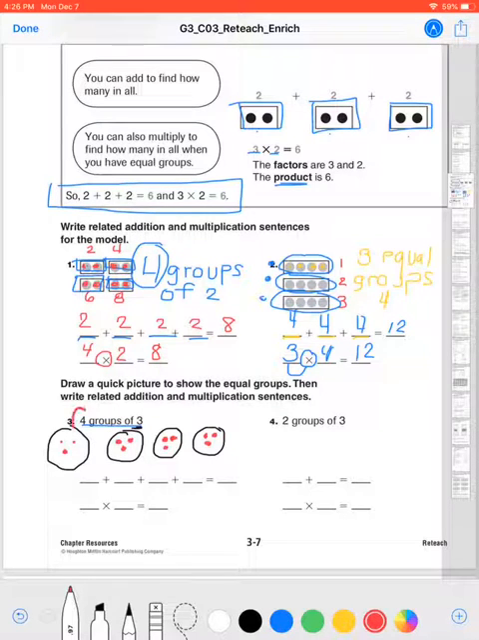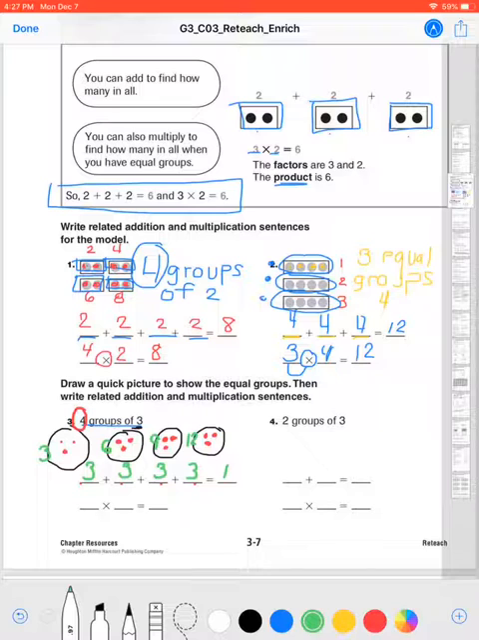So the number that comes first tells us how many blanks we're going to have. The number that comes second tells us what to put on each blank. So we are going to add the number 3 together 4 times. So 3 plus 3 plus 3 plus 3. To find the answer, we can skip count by 3. So let's skip count. 3, 6, 9, 12. So our answer is 12.